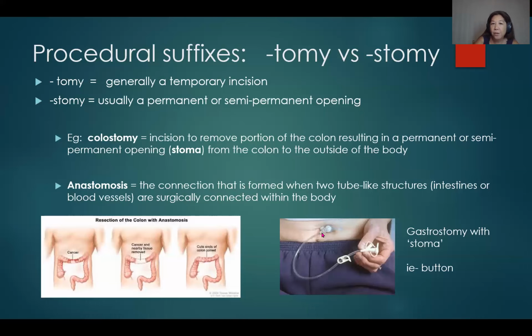So they create this stoma, which could either be temporary or semi-permanent, and they have this little button that fits in there. So each patient's stoma is a little different, and they have a specific sort of button that fits into the hole to create a nice seal. And then you can syringe feed liquids through the tube, and it'll go directly into the stomach and bypass the mouth and esophagus. So that's a gastrostomy.